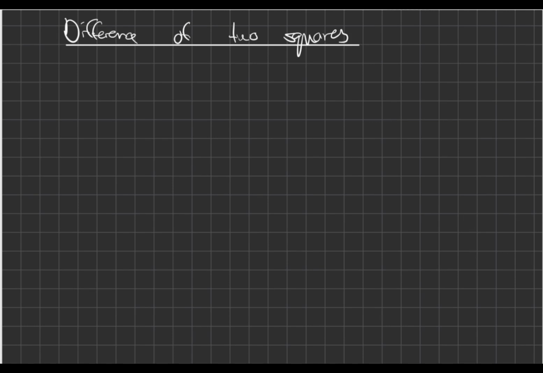Hello, grade 10s. Today I'm just going to be showing you how to factorize using the method of the difference of two squares method. Before we actually get into the different steps, it's quite quick, it's quite easy. I'm going to show you how to do it.